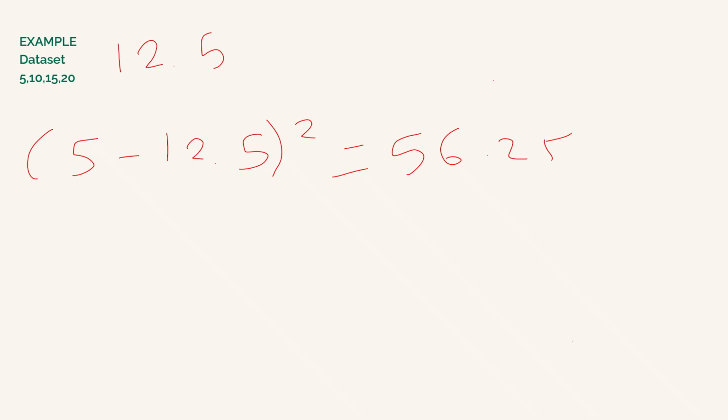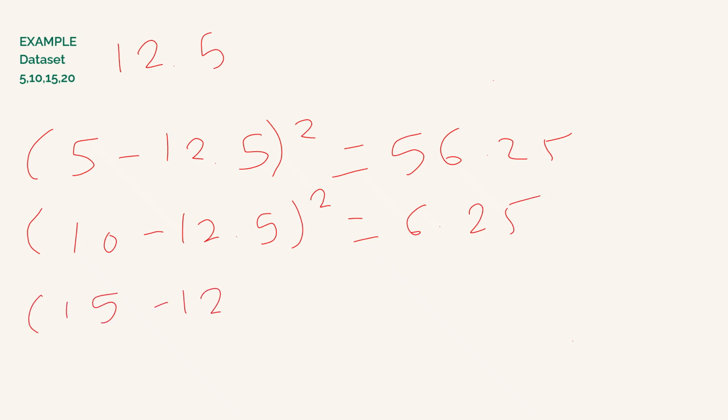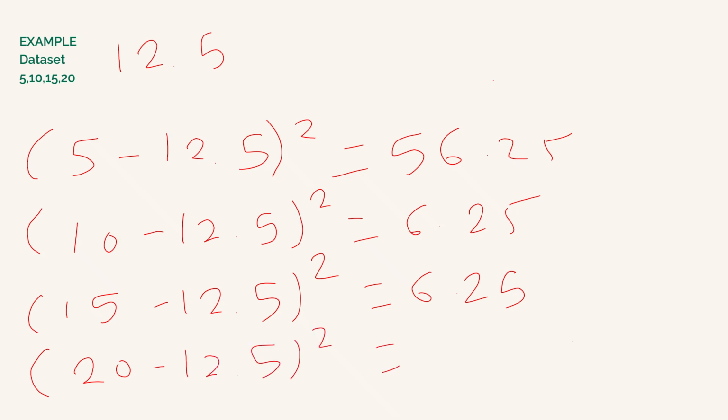56.25, and then the next one is 10 minus 12.5, squared, is equal to 6.25, and the next one is 15 minus 12.5, squared, is equal to 6.25, and the next, 20 minus 12.5, squared, is equal to 56.25.